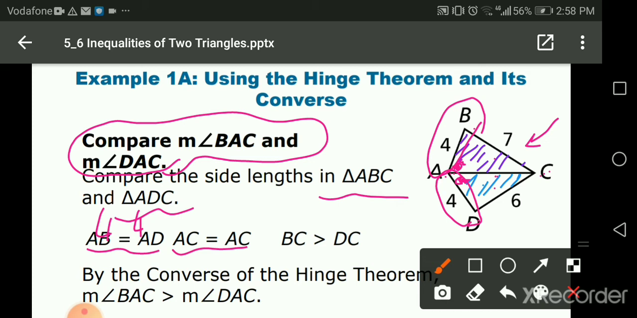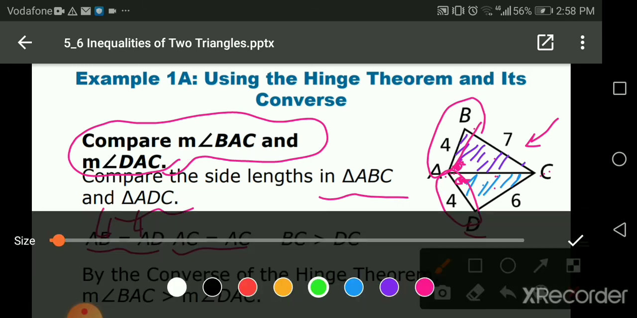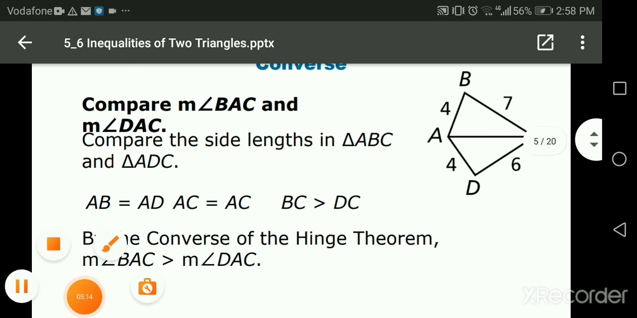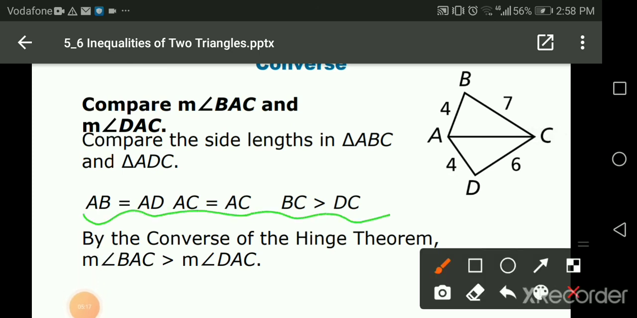Then I have DC. DC is less than BC. Or in other words, BC, which is 7, is greater than DC, which is 6. So what should I conclude from all of this? We have the information here. We have the measure of angle, this is 7 and this is 6, and this 4 and this 4.